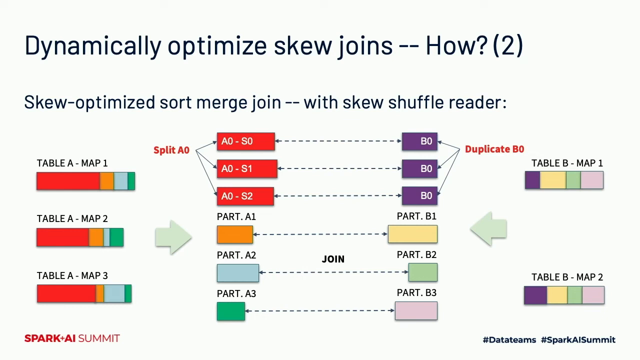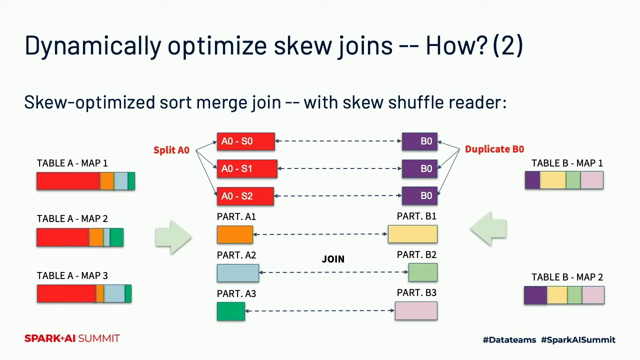Now, in order to solve the skew problem, skew join optimization splits the skew partition A0 into smaller subpartitions so that each task containing the new subpartitions now deals with input of a smaller size and can avoid spilling. After the split, A0 now becomes A0-S0, A0-S1, and A0-S2. Each of these new subpartitions needs to be joined with partition B0 respectively to ensure we still get a correct result after changing the partition layout of table A.